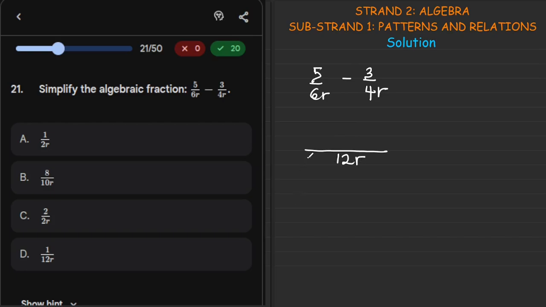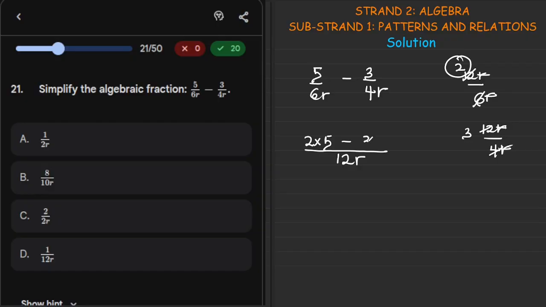Hence, since 6r divides 12r, that is 12r over what? 6r. To give us what? 6 into 12 twice. And this r cancels this r. So it gives us twice. The 2 comes to multiply the 5. And we have minus 12r divided by 4r. 4 divides 12 to give us 3. And then this r also cancels this r.